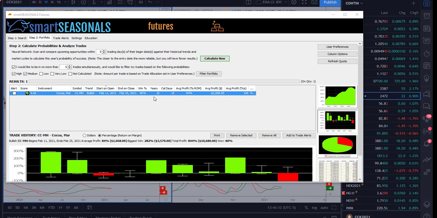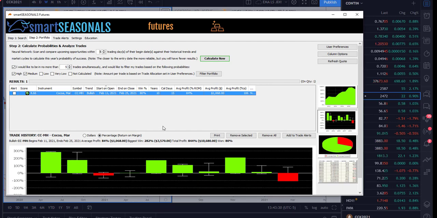Now, we ran our smart seasonal scan on cocoa. We discovered a March cocoa, but instead we're going to be looking at the May cocoa. So instead of H for March, it's going to be K for May. We want to look at the May contract to give us just a little bit more time, but either or, the general concept is we are looking at a potentially bullish trade in cocoa based off seasonal and historical analysis.